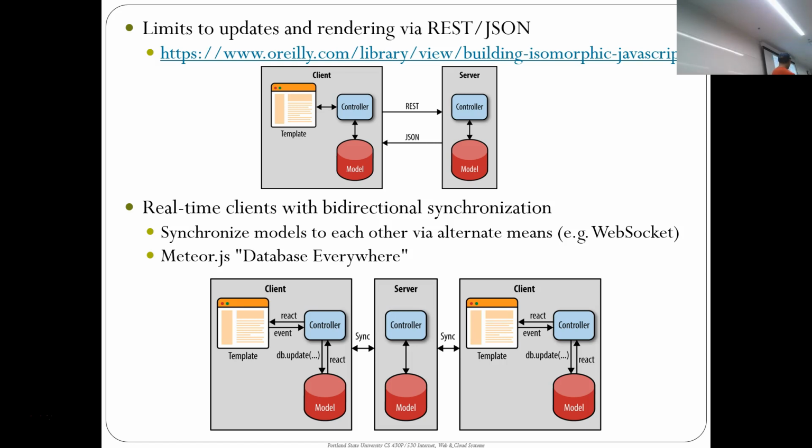That synchronization is done with the authoritative server and any of the clients, and there's a sync protocol that could be run over something like a WebSocket rather than HTTP that will do the data syncing between the models. This is another style of web application, taken from that book, but it's something Meteor.js is talking about with database everywhere. You would do database everywhere if everyone needs fast access to the model, and the synchronization protocol handles any conflicts between people updating the same thing at the same time.